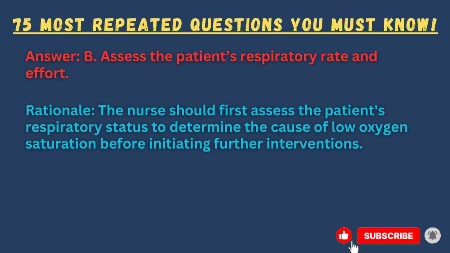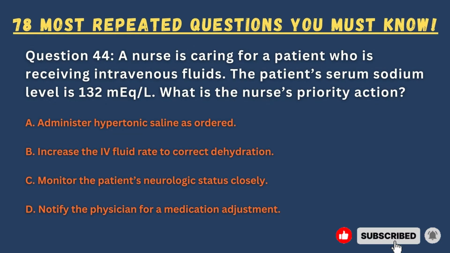Answer: B. Assess the patient's respiratory rate and effort. Rationale: the nurse should first assess the patient's respiratory status to determine the cause of low oxygen saturation before initiating further interventions. Question 44. A nurse is caring for a patient who is receiving intravenous fluids. The patient's serum sodium level is 132 milliequivalents per liter. What is the nurse's priority action?